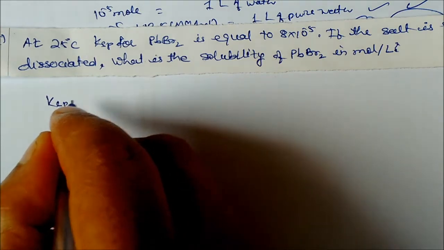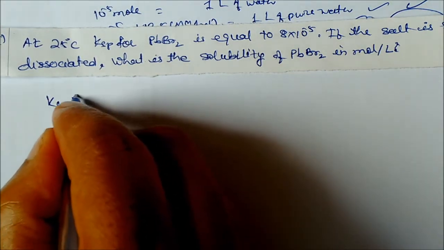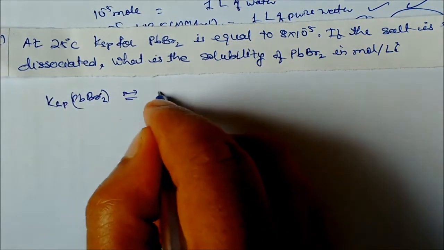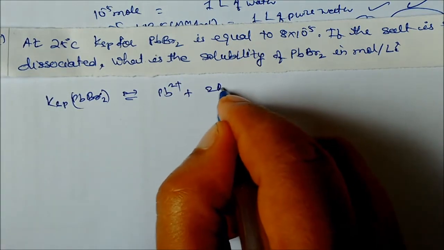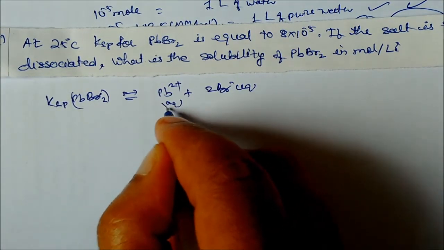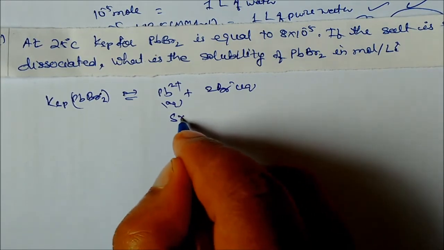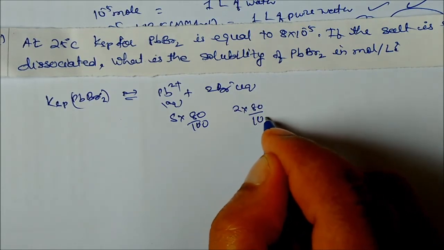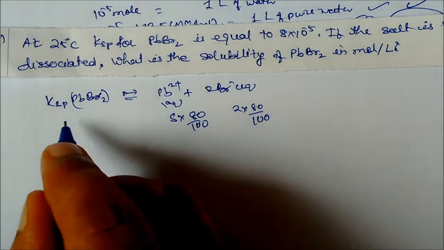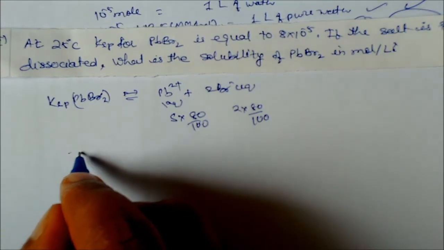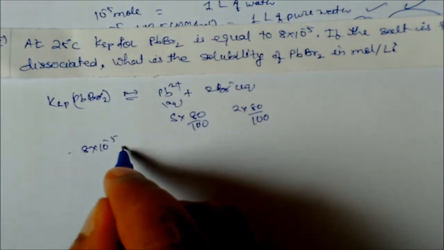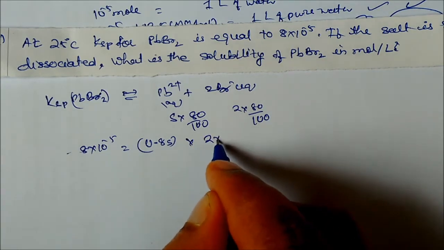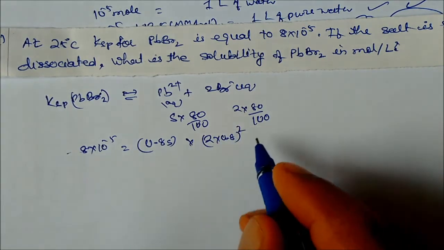So you see here, KSP of PbBr2. You can write Pb2+ and 2Br minus, both in the aqueous state. This is S and this is 2S. Here we have 80%, which means 80 by 100, so this will be 2 into 80 by 100. KSP is already given here, so we can write directly 8 into 10 to the power minus 5, and this is 0.8 S multiplied by 2 into 0.8 S, squared.